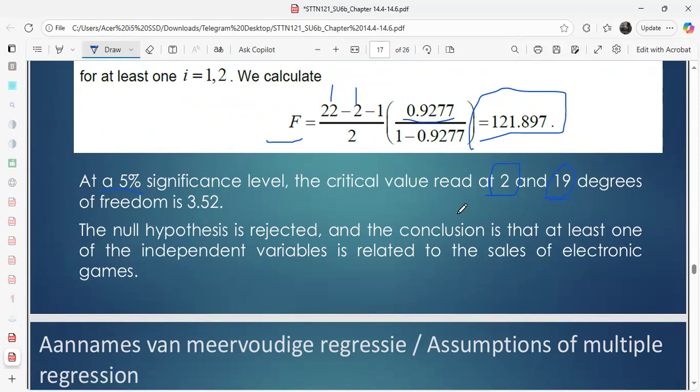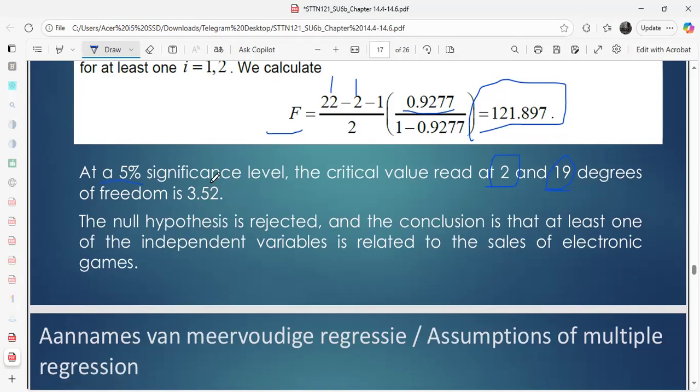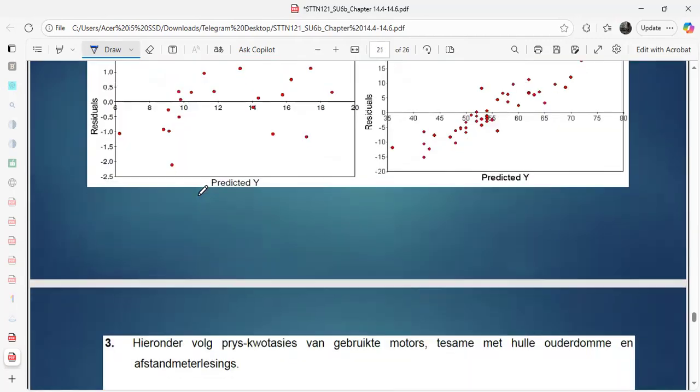So now, the aim is to compare the test statistic with the critical value. Since the test statistic we got is 121.897, we are going to compare 121.897 with the critical value, the one that you get on the table. The table that you are going to use is the F table. Let me check if there's a table here on this one.